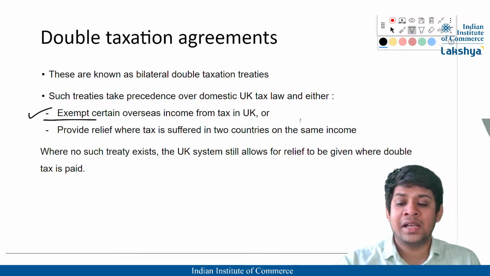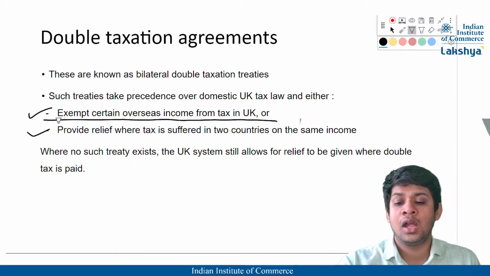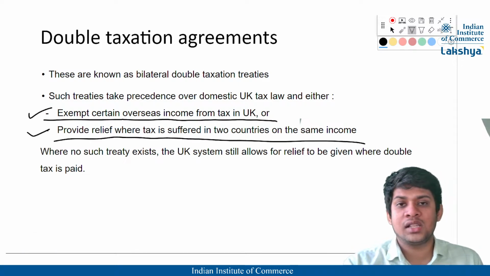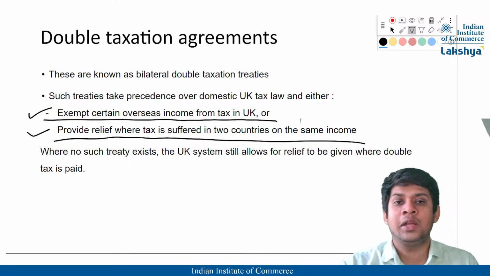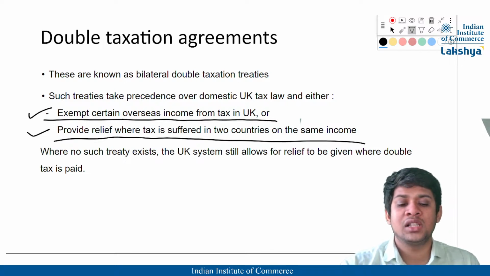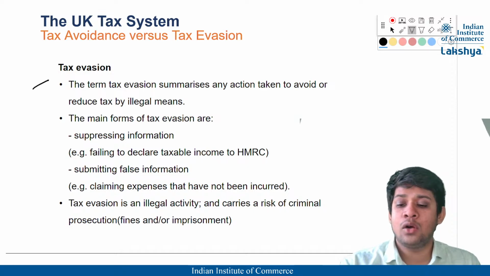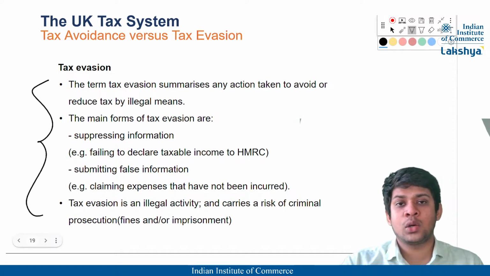Okay. So it could exempt certain overseas income from tax in the UK, or provide relief where tax is suffered in two countries on the same income, right? So that is what a double taxation agreement is mainly made for. This is not going to be included within your computation of your tax liability, guys, because it is not examined in your UK taxation syllabus. Now, there are two concepts which are quite important.